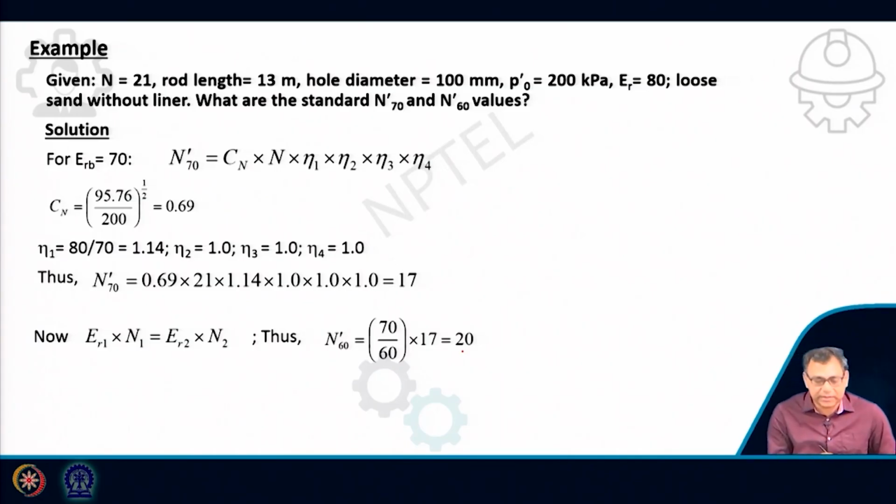Now I will go to the example problem. Say the given N value is 21, rod length is 13 meters, borehole diameter is 100 millimeters, effective overburden pressure is 20 kPa, ER is 80, loose sand without liner. What will be the standard N60, or N70 and 60, or N160 or N170?